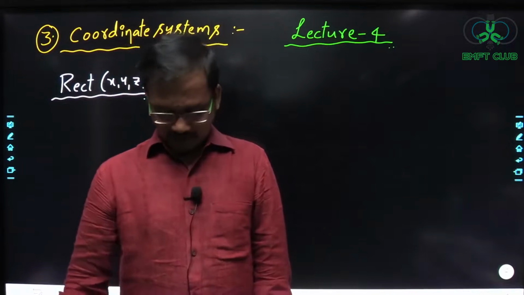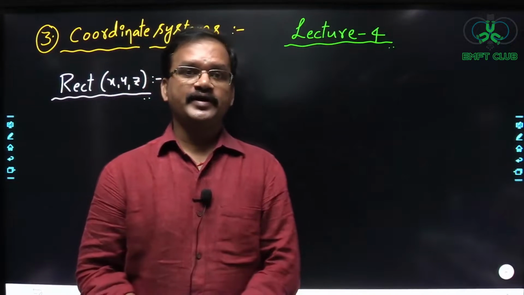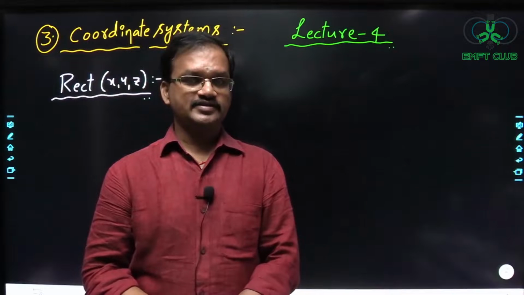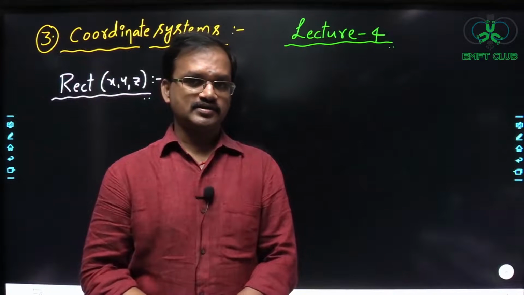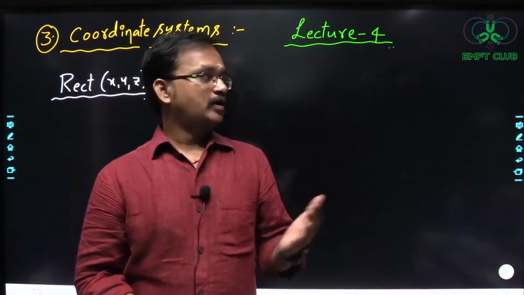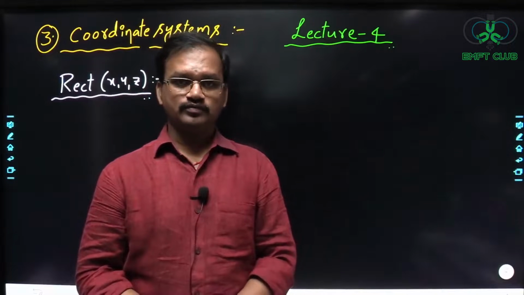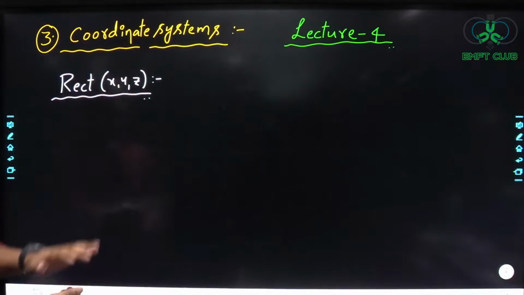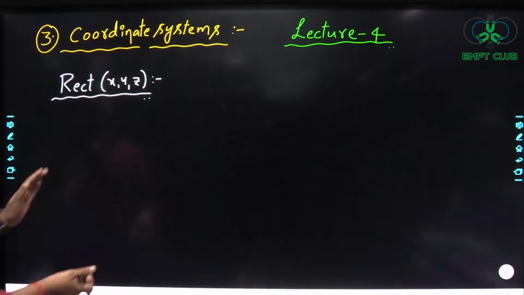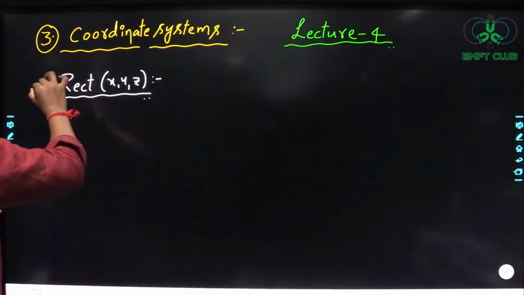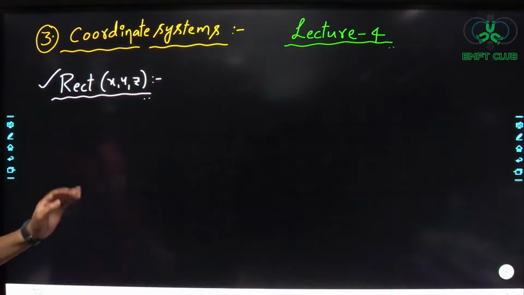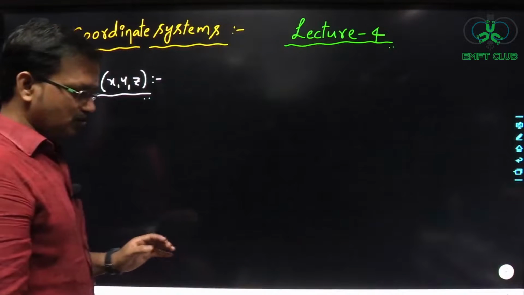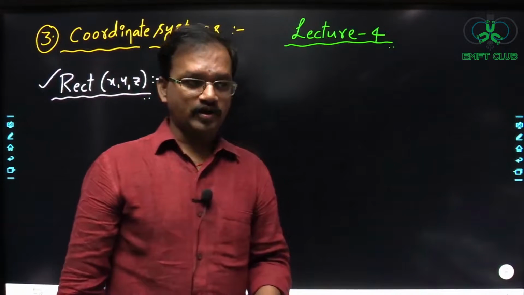Hi everyone. So up till now we have completed 3 lectures. Lecture number 3 we have completed in the last class. So in this class we are going to start lecture number 4, and we are dealing with the third chapter, that is coordinate systems. So in this we are going to continue. In the last lecture itself we have started the rectangular coordinate system. So in this lecture also we will continue this rectangular coordinate system.